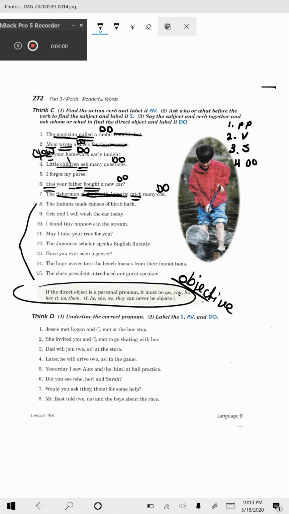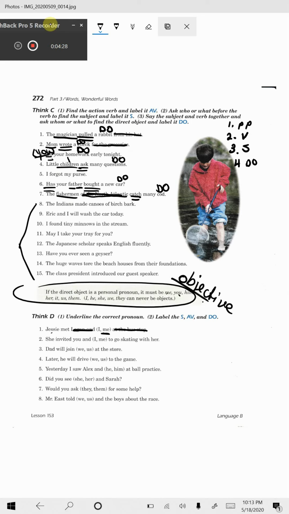A lot of times you can hear it, sometimes you can't, especially when there's compound direct objects, like in number 1. Jesse met Logan and I or me at the bus stop. First of all, get rid of the prepositional phrase. Question is, should I use I or me? Well, if you look up top, you see that you should use me. But remember, I always said when you have a compound, get rid of the first one and say it without it. Jesse met me. And then at that point, you're going to hear the correct one.